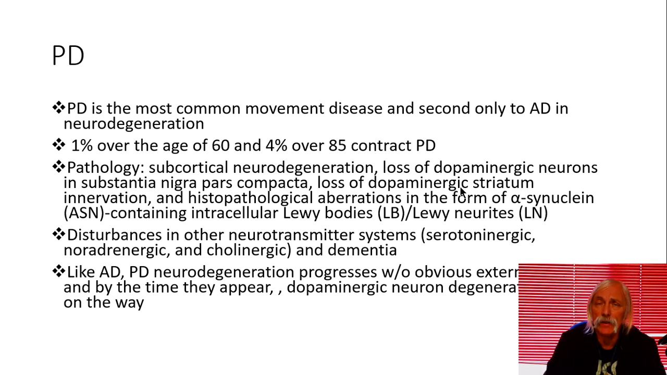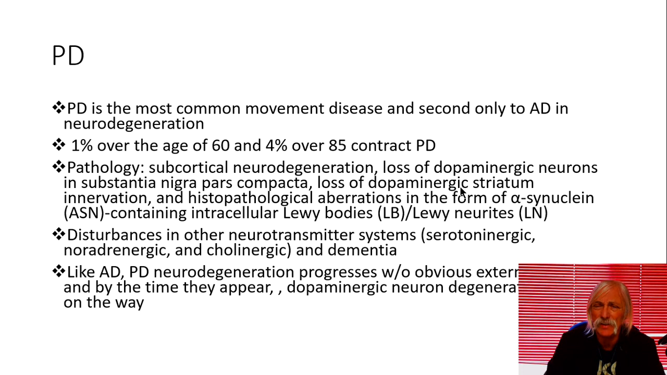So quickly with PD, because we're not going to talk about it except for right here, it's the most common movement disease, and second only to Alzheimer's disease in neurodegeneration. About 1% of people over the age of 60 and 4% over 85 contract that, so it's much less than AD. Pathology involves subcortical neurodegeneration, a loss of dopaminergic neurons in the substantia nigra, pars compacta. There's a loss of dopaminergic striatum innervation in Parkinson's disease, and there's a histopathological aberration in the form of a protein called alpha-synuclein, containing an intracellular Lewy body or LB, so you also get Lewy neurites.